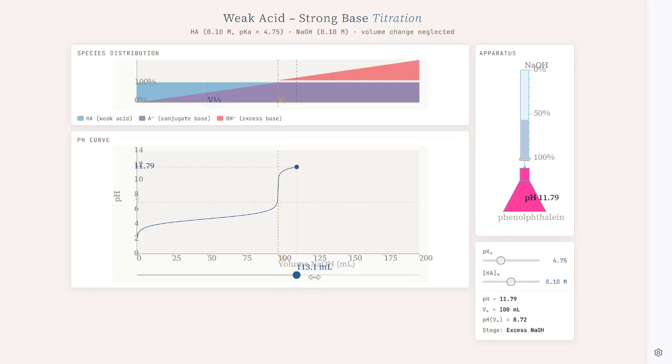Okay, I want to show you some other features. So I have the same calculator for a strong acid with a strong base.